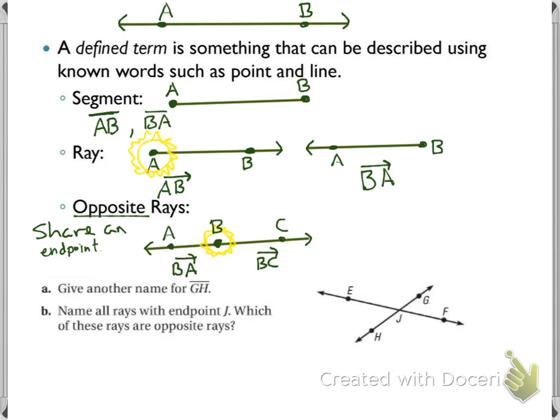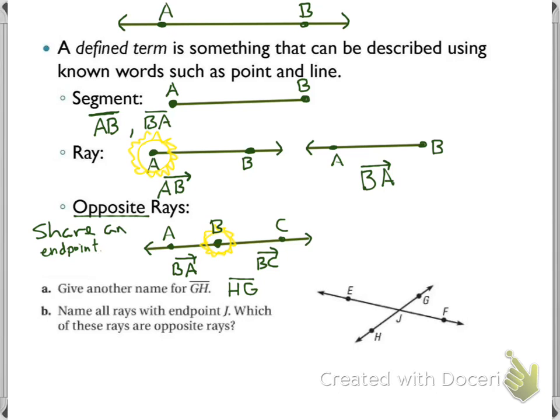Give it another name for GH. First thing I notice about GH is it's a segment, so it has endpoints. And if I just flip it around, I could call it HG. Now, name all the rays with endpoint J, and which of these rays are opposite rays.